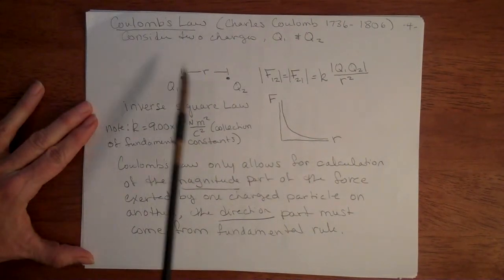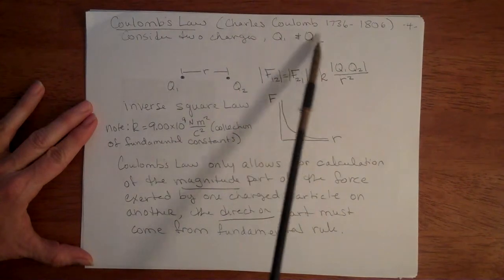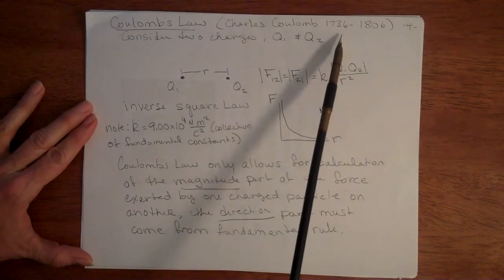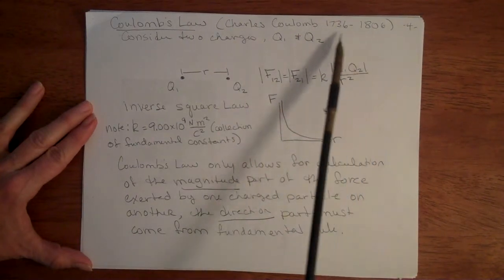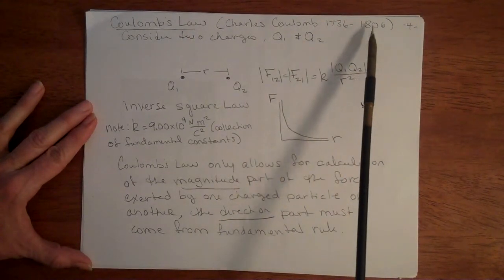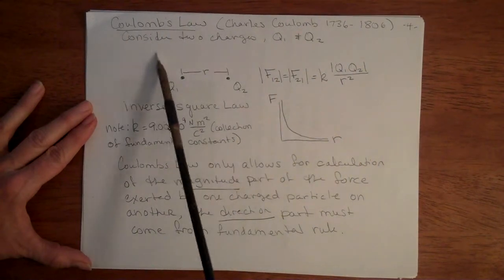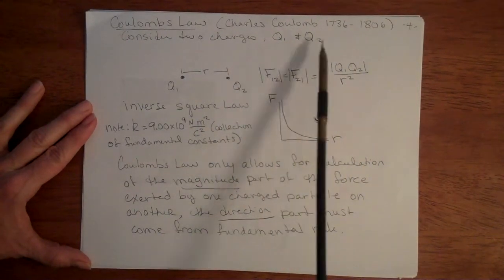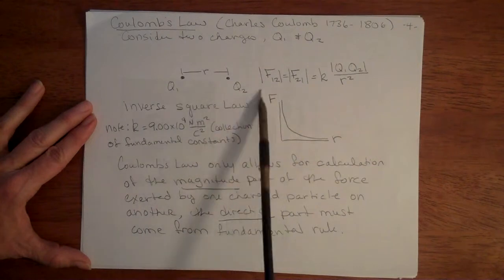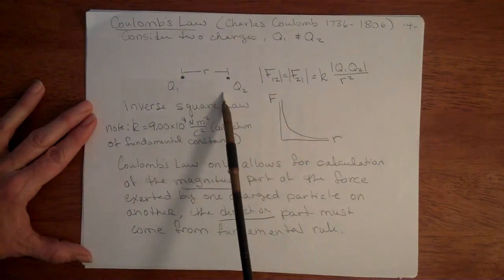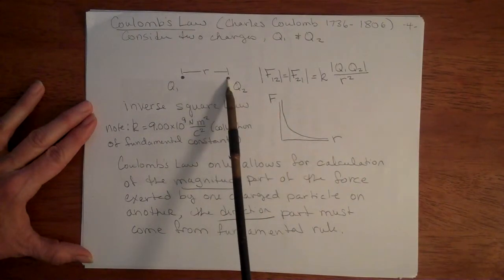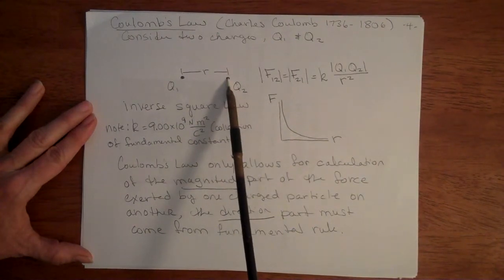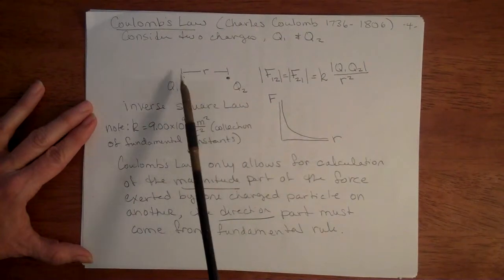Now we want to study Coulomb's law. Coulomb's law was formed by Charles Coulomb, who derived it and did a lot of work in the study of electrostatics from 1736 to 1806. If you consider two charges, Q1 and Q2, that are separated by some distance r, as this picture shows, the magnitude of the force one exerts on two is of course equal in magnitude to the force two exerts back on one. They're a Newton's third law pair.